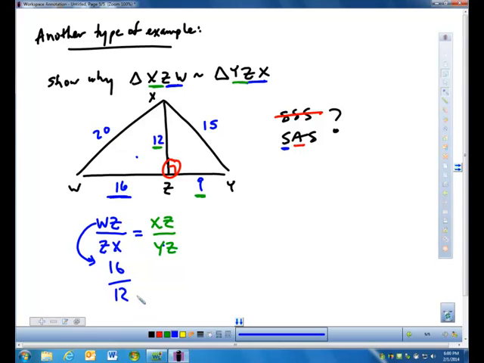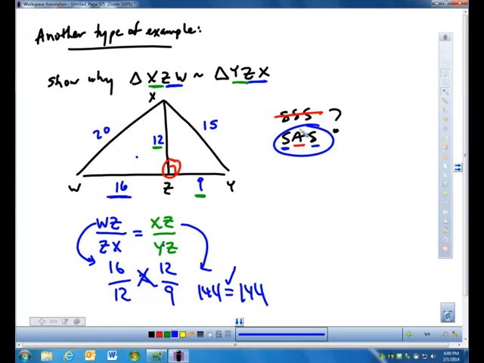That's 12 again up here on the top of this one. And YZ is 9. And now I can cross multiply. 12 times 12 is 144. 16 times 9 is 144. So those two sides are definitely proportional. And so there's my side angle side similarity. Okay, so I proved the two triangles are similar by side angle side.